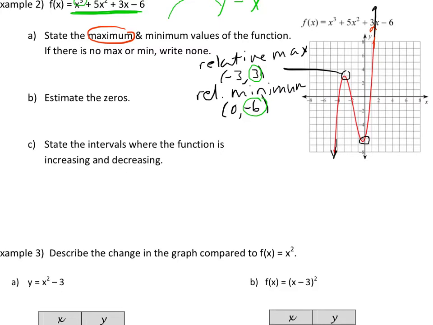Now the zeros, as described before, are the x-intercepts. And on the graph we have 1, 2, and 3 places where our graph crosses the x-axis. And those are at, I'm approximating now, I'm estimating, -4, -2, and 1. And those are the zeros.